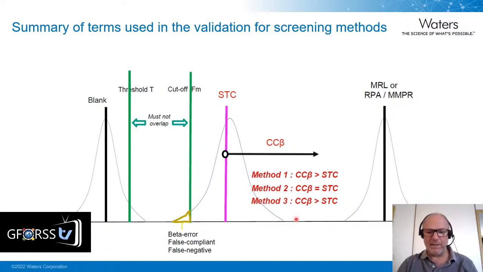And as we can see in this graphic, the different methods give us different relationships between CC beta and STC. In our case, we were looking at method 2. So in fact, CC beta equals STC. So the CC beta would be the same value as the STC.